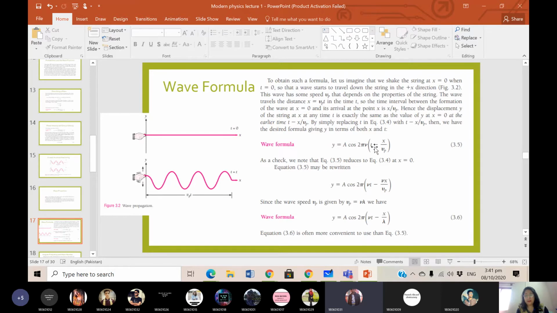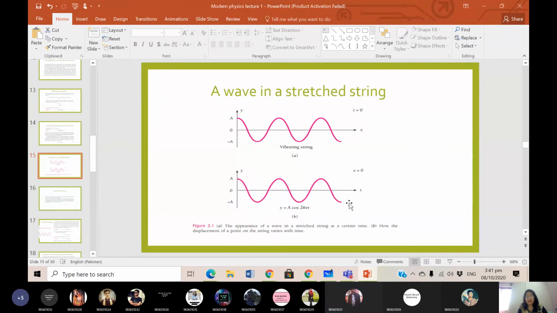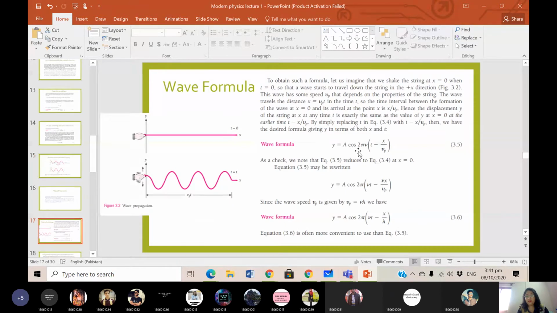The displacement is the same at this time and this time. Basically, if we put these limiting cases in here, it's solved, right? Because at t is 0, what's going to happen to this wave? It will be just cos of 2 pi f times (x over vp minus x over vp), which is equal to x over vp is time. And cos of minus x is equal to cos of x.